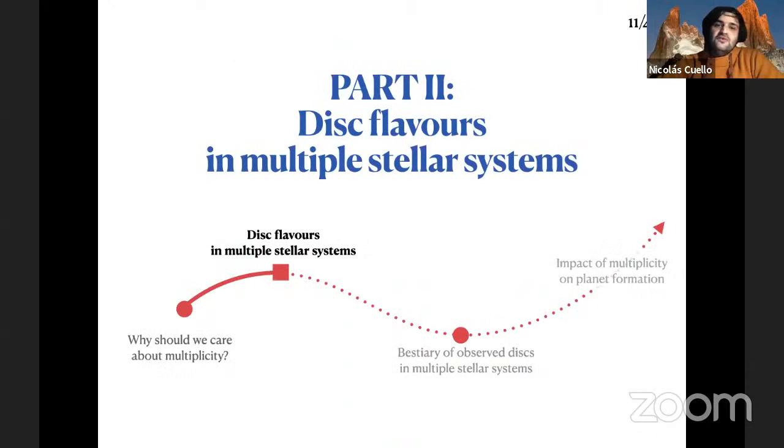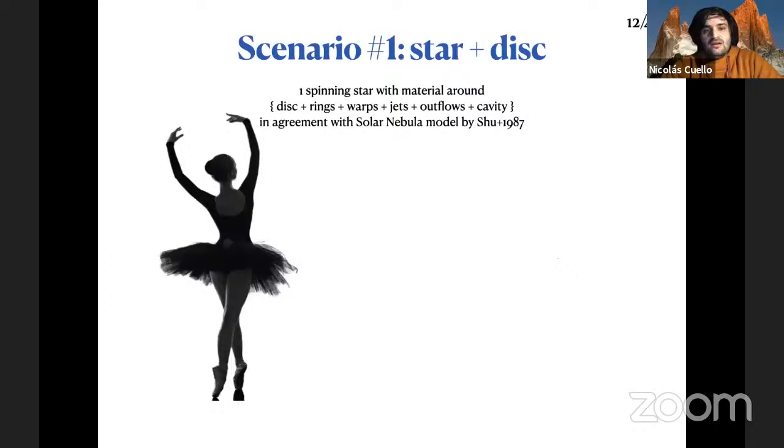So now let's go to part 2, where we're gonna see a little bit what kind of disks we can have in these systems. Let's start with the easy picture. So we have scenario number 1, one star and one disk. In this case, we have one spinning star with material around. And what we have is a disk.